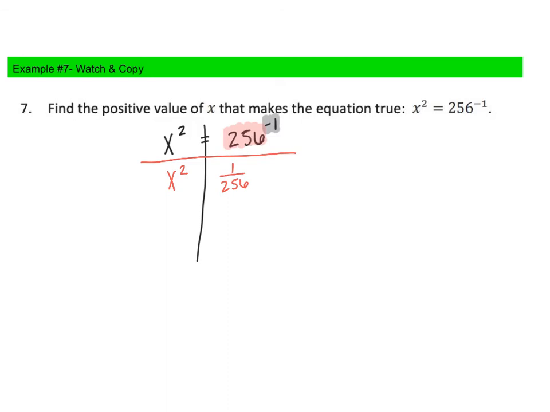Okay? So that's all you need to know, is that when you have a negative 1 attached to a base, it just turns it into a fraction with a 1 on top. Okay? And it makes it positive. So what I'm looking for is the square root of 1 over 256. So this is going to be a fraction, but I can still find it. Okay? So I'm going to take the square root of both sides.